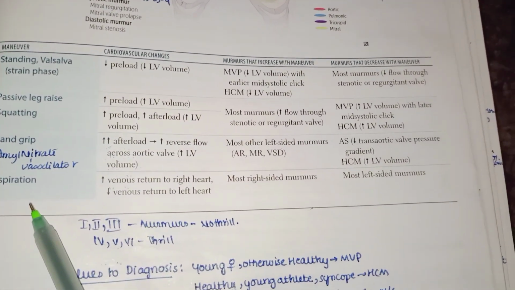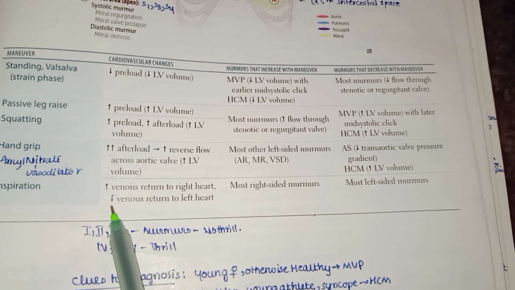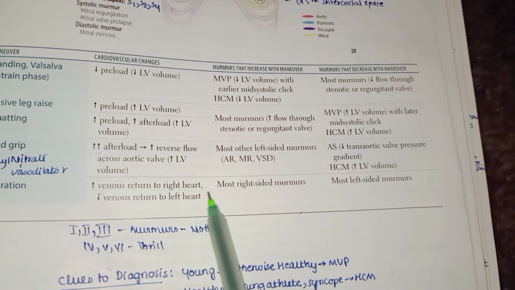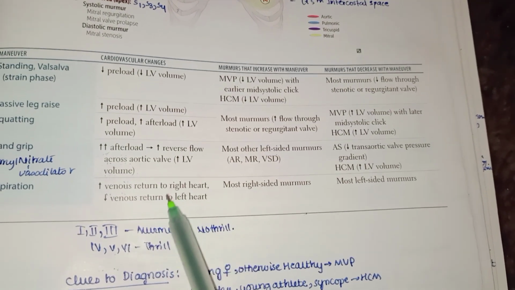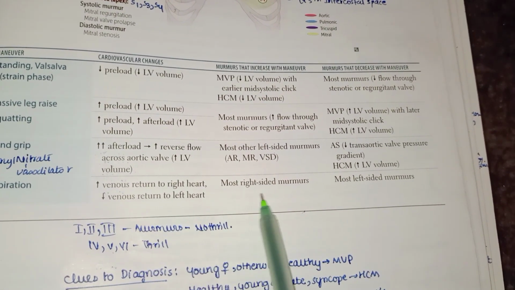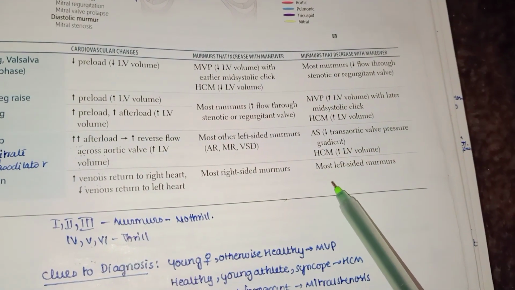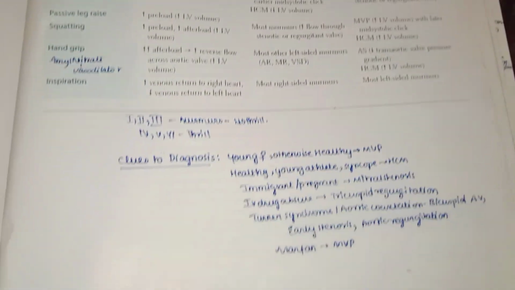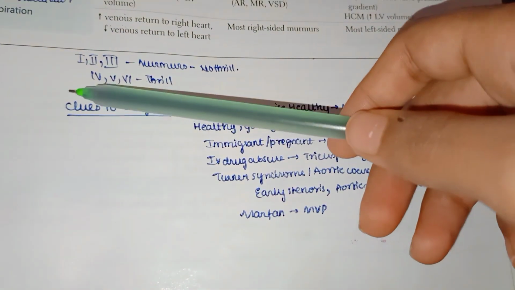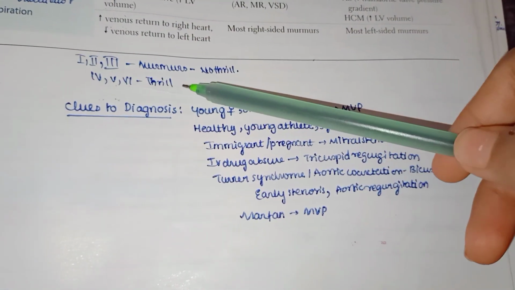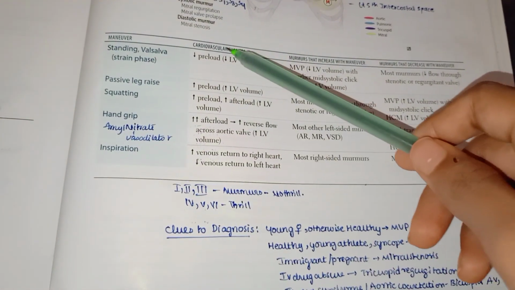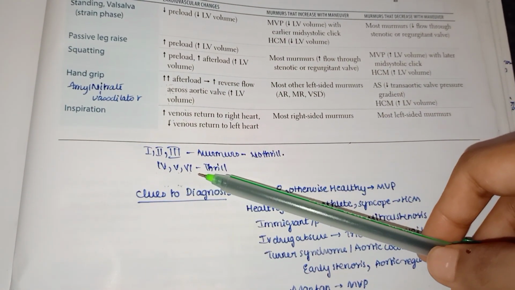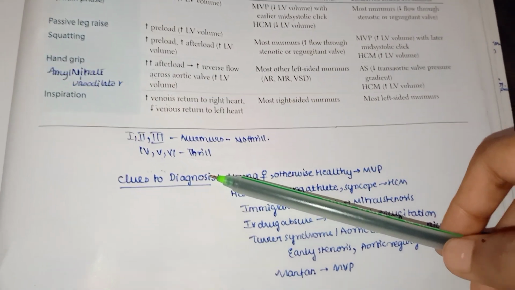Next, coming to inspiration. In inspiration, there will be more venous return to the right heart and decreased venous return to the left heart. So most right-sided murmurs are increased, because the right heart has more venous return, and most left-sided murmurs are decreased with inspiration. So next, coming to 1, 2, 3 murmurs, they have no thrill. That is, these three murmurs have no thrill, but 4, 5, and 7 murmurs show a thrill.